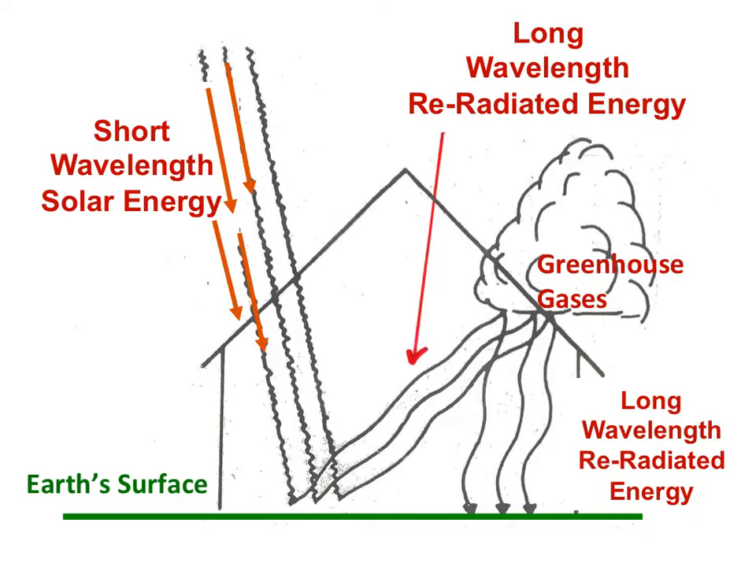One more time, and the last time, short wavelengths pass through the gases of the atmosphere to reach the Earth's surface. The Earth radiates long wavelengths, heat, back out, but gases of the atmosphere absorb those long wavelengths and re-radiate them back to the Earth, warming the Earth. This is the greenhouse effect.